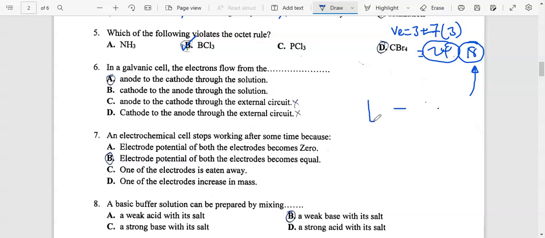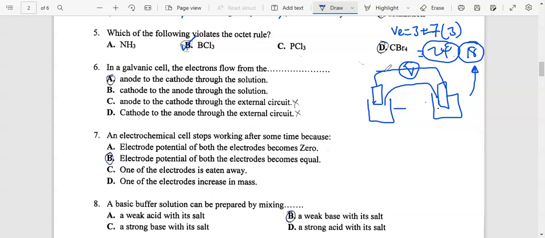Let me first draw a diagram. So I've got this compartment and another compartment, and I've got an electrode in these two compartments. So electrons are going to be able to move like that. I'm going to put a voltmeter here. I'm supposed also to put a salt bridge.